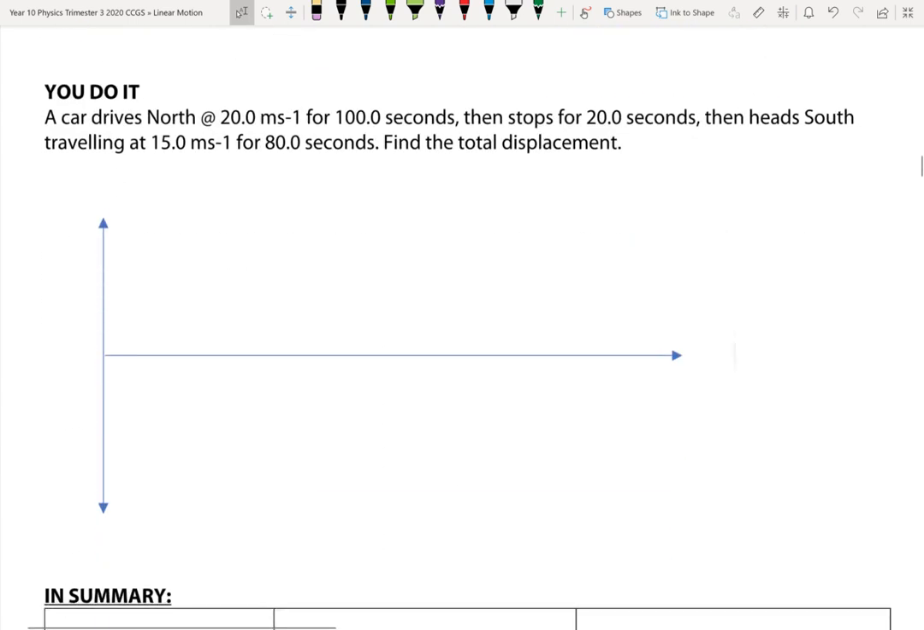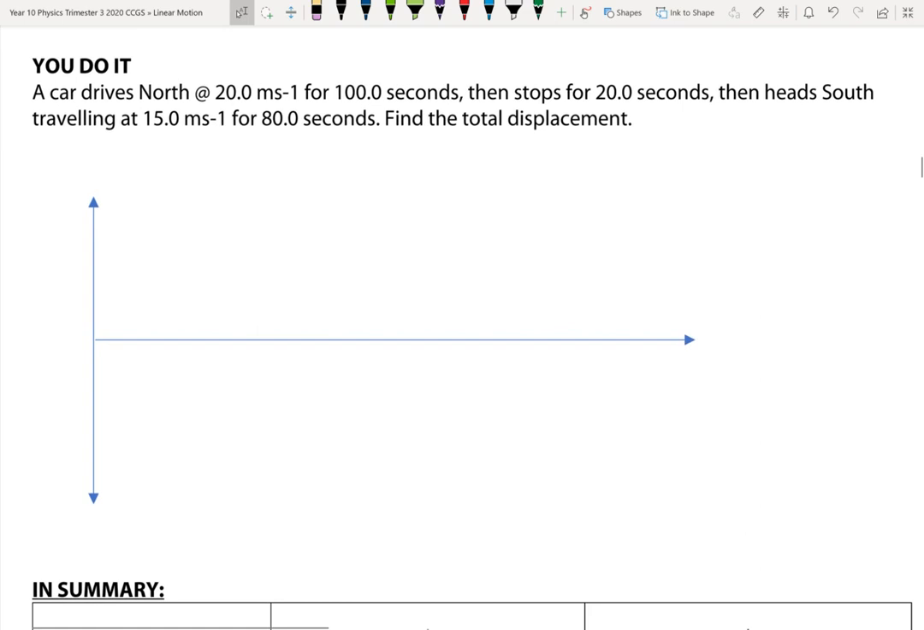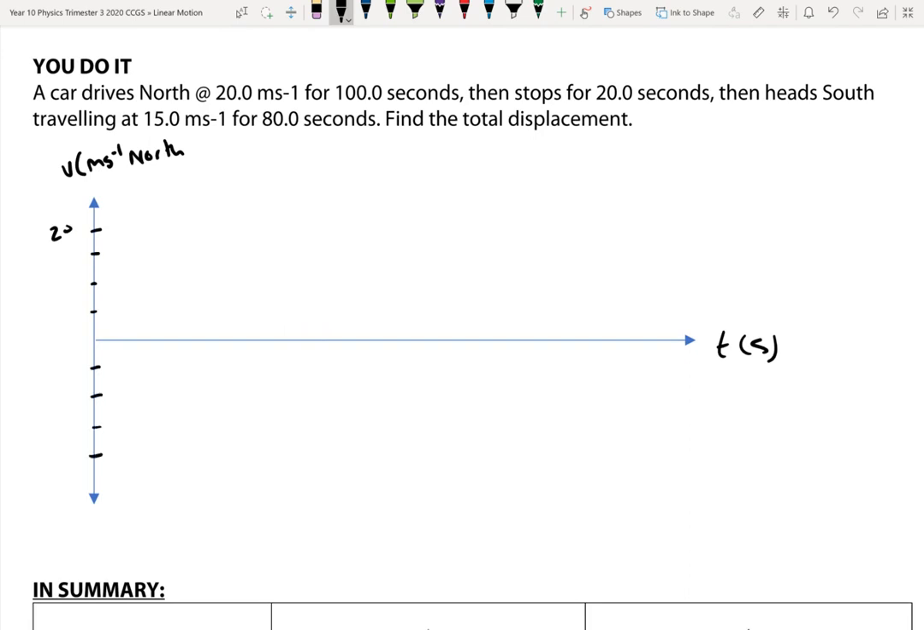Now you try it for me, please. Sketch. It doesn't have to be scaled, but all of the important information needs to be on your axes. So, velocity, meters per second north, and time in seconds. 5, 10, 15, 20. Negative 5, negative 10, negative 15, negative 20. You're going to go for 100 seconds, then you're going to stop, then you're going to go for 80 seconds.